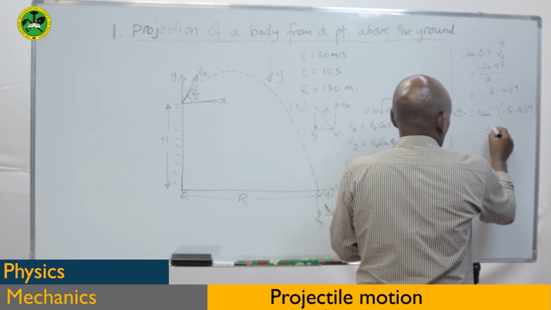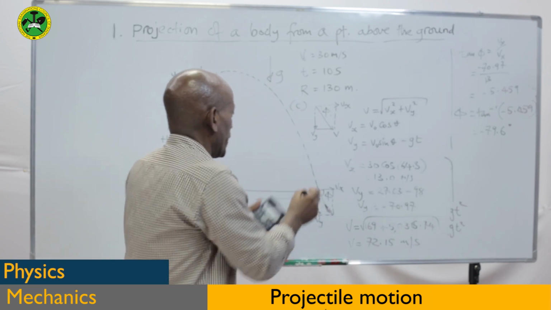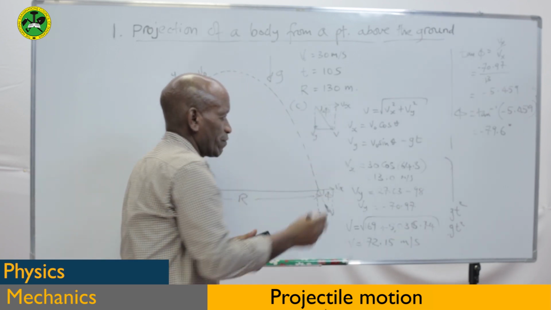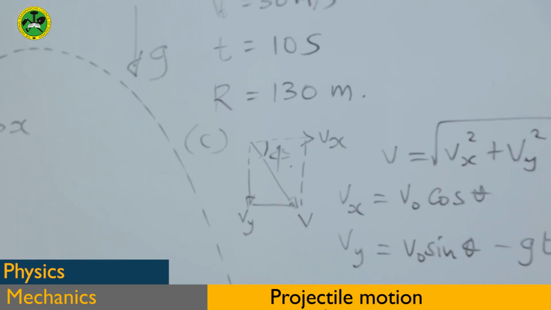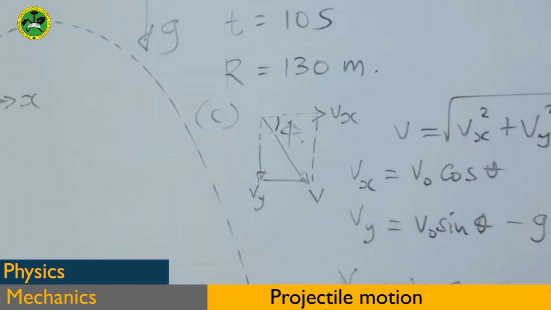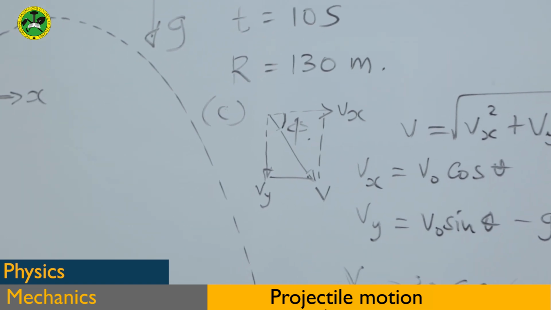So the angle here is negative 79.6. That is the angle at which the ball hits the ground, the angle it makes to the horizontal at the moment the ball hits the ground. This is our first example.